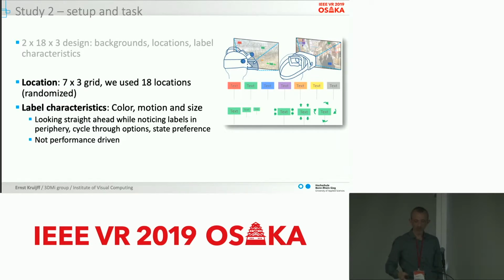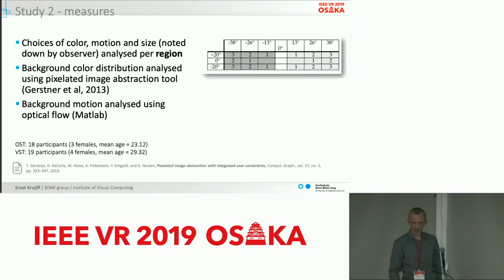So we had 7 different colors, which you can see there. We had different text sizes, so the label sizes, and we had different movements. We show 3 here on the right: horizontal, vertical, and circular. We also had blinking and no motion. Afterwards, we analyzed the measures on location, on region, and also on background. We made a pixelated view of the background to see if there's an interaction. I'll show you the image in a bit. And also a background analysis on optical flow.